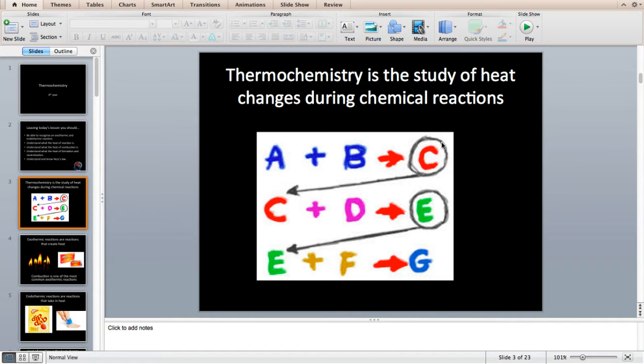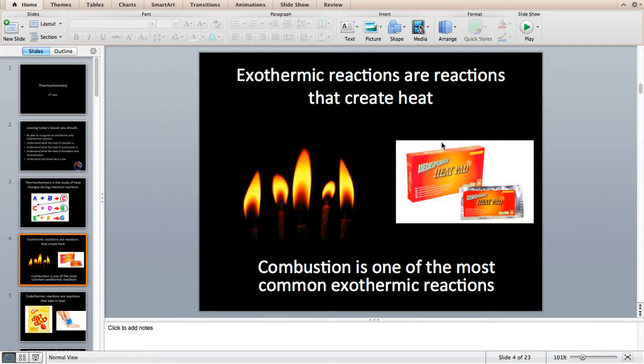So girls, thermochemistry is the study of heat changes that occur during chemical reactions. Now, exothermic reactions, girls, are ones that give out heat. So you'll be most familiar probably with combustion and also heat pads. You know, when you break open one of the little heat pads that you can get for a sore back or whatever. So both of those are exothermic reactions.